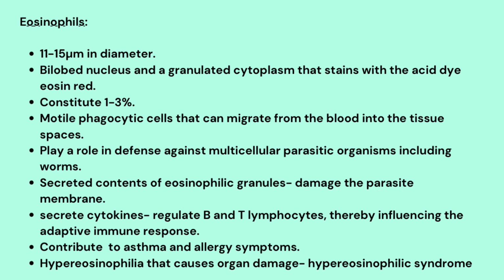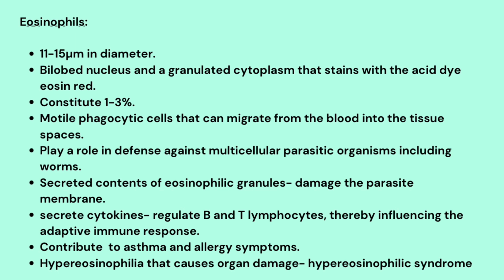Eosinophils. They measure 11 to 15 μm in diameter. It has a bilobed nucleus, which means the nucleus has two lobes, and a granulated cytoplasm that stains with the acid dye eosin red. So you can understand where the name eosinophils came from. It is from this acid dye eosin red. They constitute 1 to 3%.